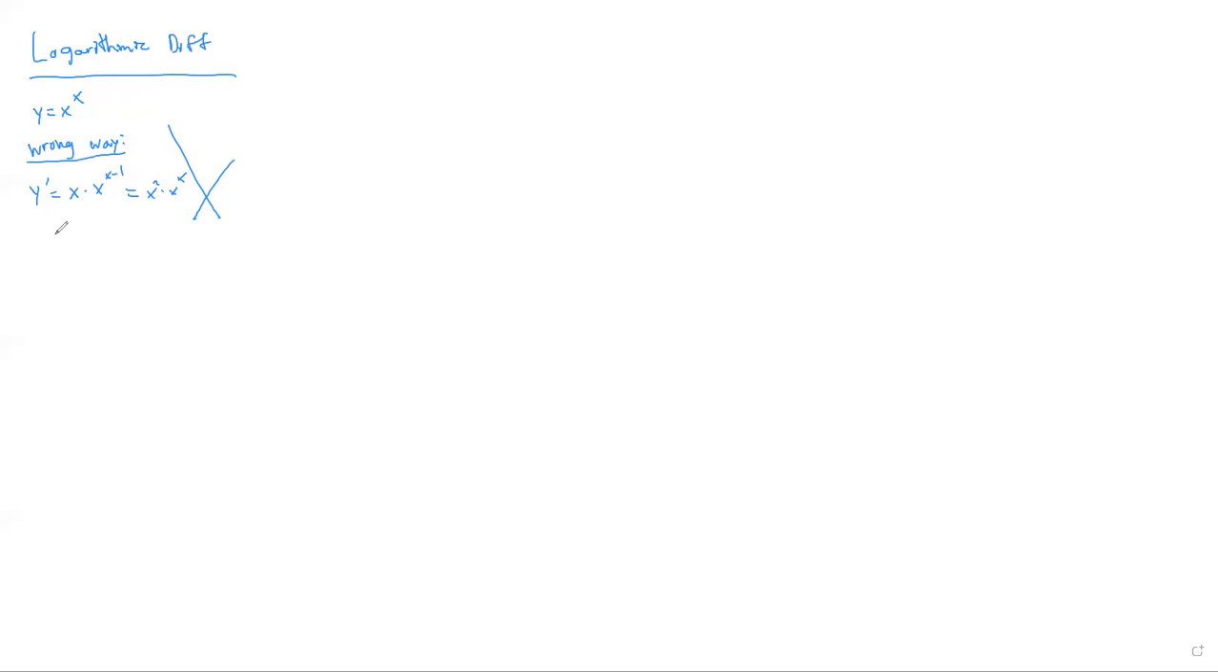The reason why this doesn't work is because the power rule, like for y equals x to the n, only applies when the exponent n is constant, but here the exponent is not constant, so it doesn't work. So what you do instead is logarithmic differentiation. It's the only way you could do it.